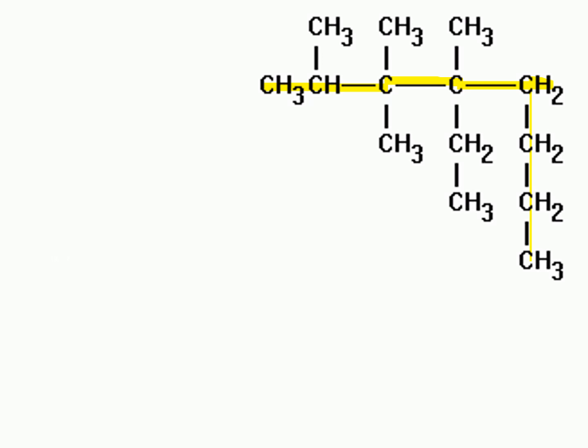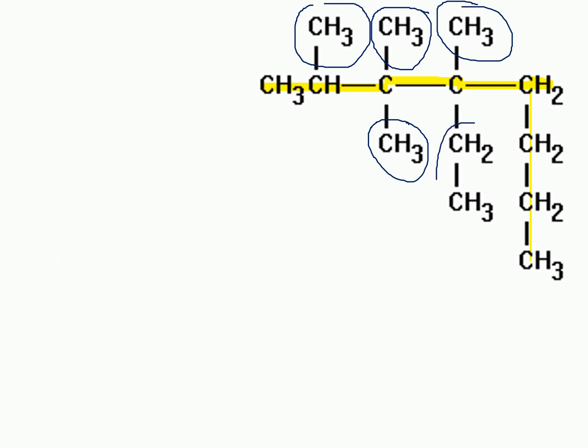So let's circle out everything that's outside that chain, that's going to constitute a branch. So I have a methyl here, I have another methyl here, and another methyl here, and then another methyl here, and then I have an ethyl here. So I have 5 branches attached to the main chain. So I'm using the chain as a main part of the naming: octane, right?